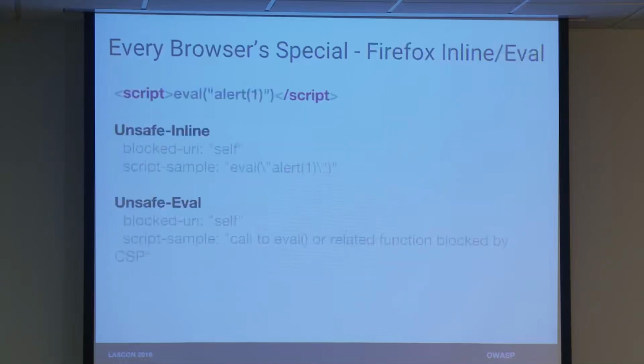And so this is what it might look like when you get a report back from Firefox, and you want to determine if it's an unsafe-inline or eval. If it's an eval, it'll always be that string: call to eval or related function blocked by CSP.